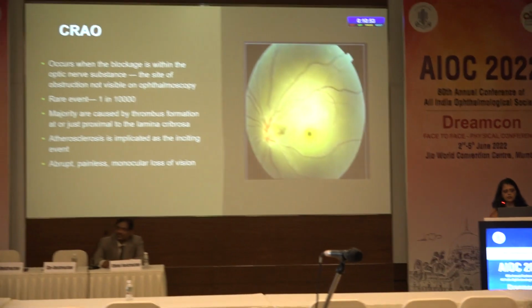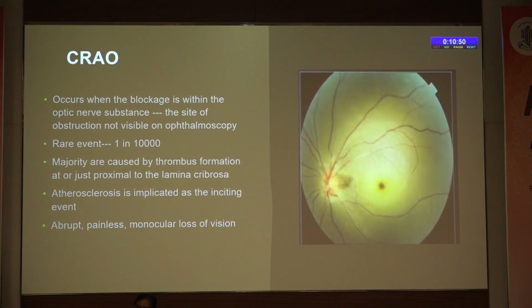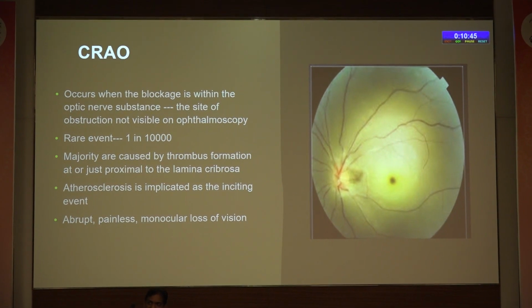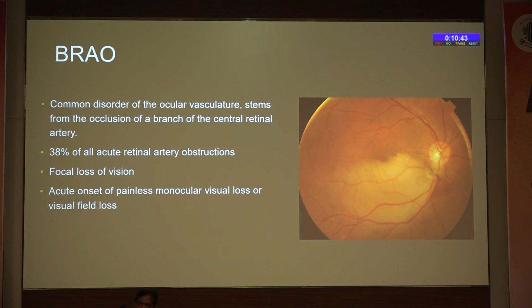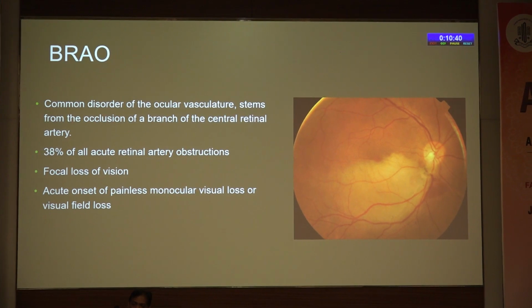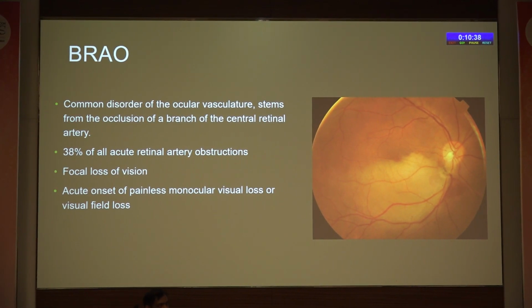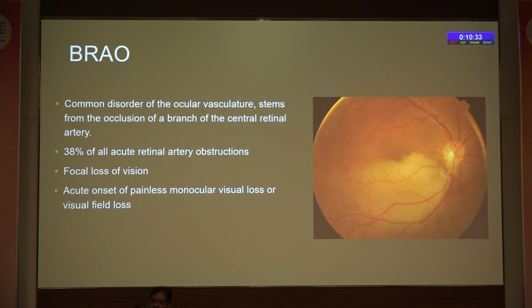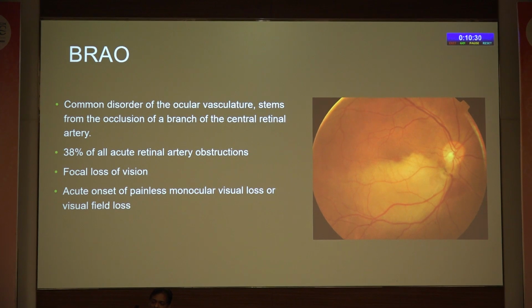So first of all, I would like to take the retinal occlusions. I think this is being taken up by Dr. Sangeet Mittal, and they are arterial and venous occlusions. Central retinal artery occlusion is a rare event. It's like an MI of the eye, and it is atherosclerosis which is implicated in this disease. Branch retinal artery occlusion is a common disorder of the ocular vasculature. It stems from the occlusion of a branch of the central retinal artery. There is a focal loss of vision, acute onset of painless monocular vision loss or visual field loss.